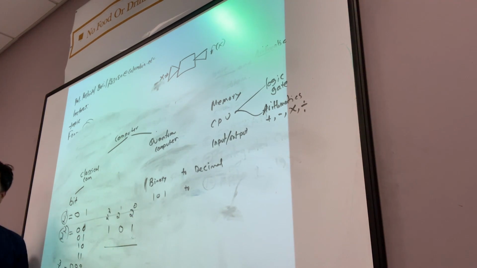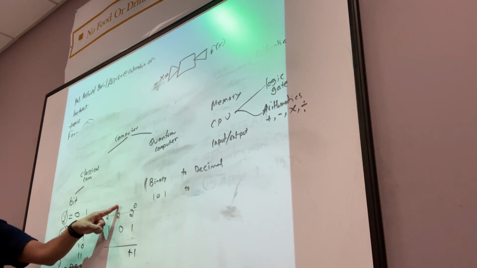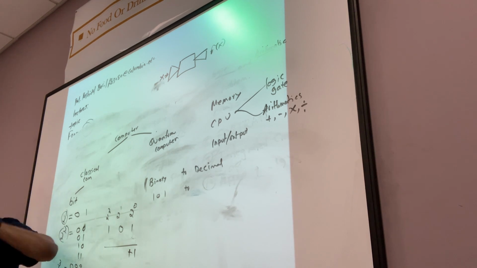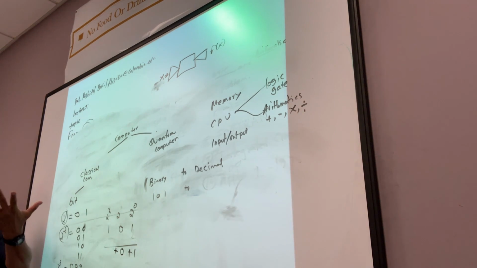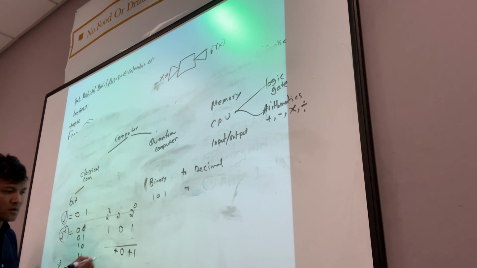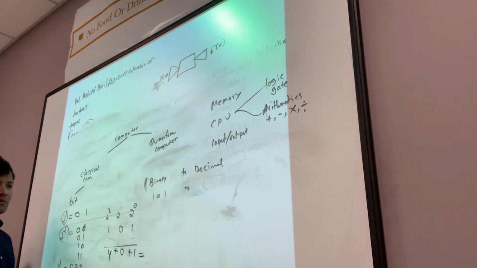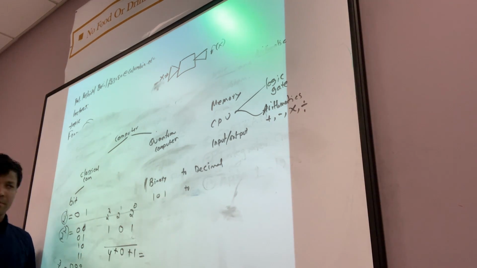2 raised to 0 is what? By definition, 2 raised to 0 is 1. 1 times 1 is 1. Plus 2 raised to 1 by definition is 2. 2 times 0 is 0. 2 raised to 2 is 4. 4 times 1 is 4. So 101 is what in decimal? 5.